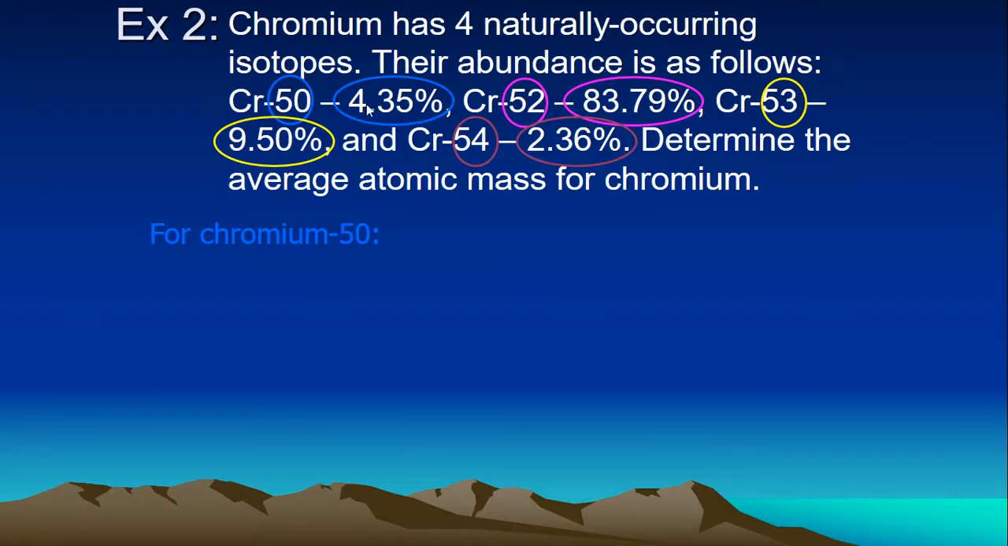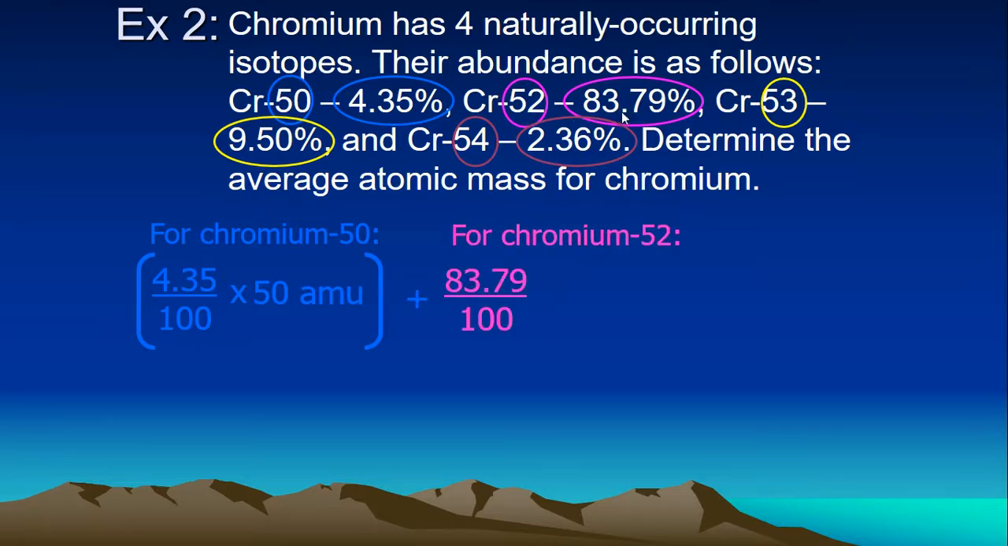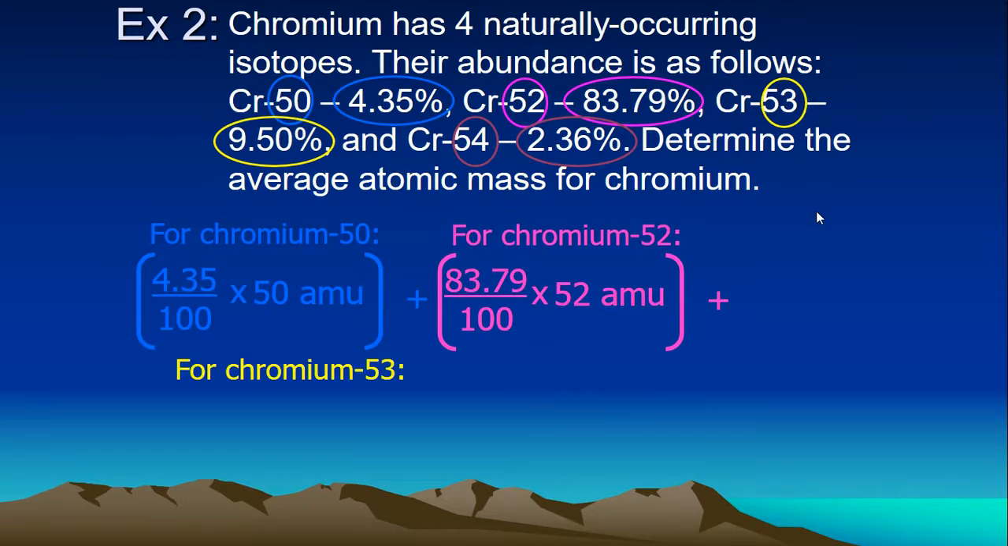So let's start with chromium 50. We're going to do the percentage over 100, or you can do that in your head, move that decimal 2 places, times 50. And that takes care of this one. Now let's do the next one. Chromium 52, 83.79 divided by 100 times 52. Again, you can do the conversion of the percent abundance to an abundance in your head if you want. And then you're going to do chromium 53.